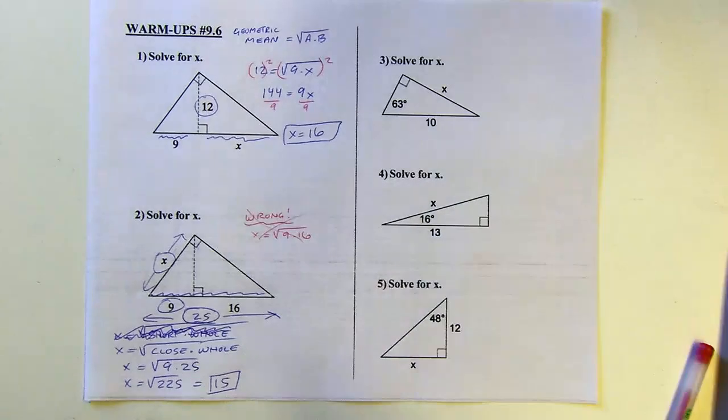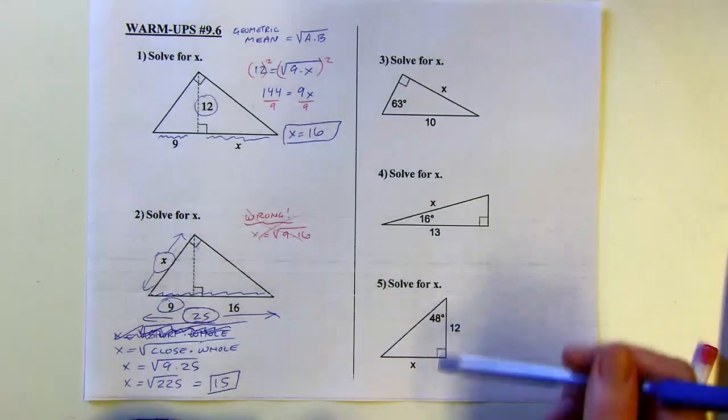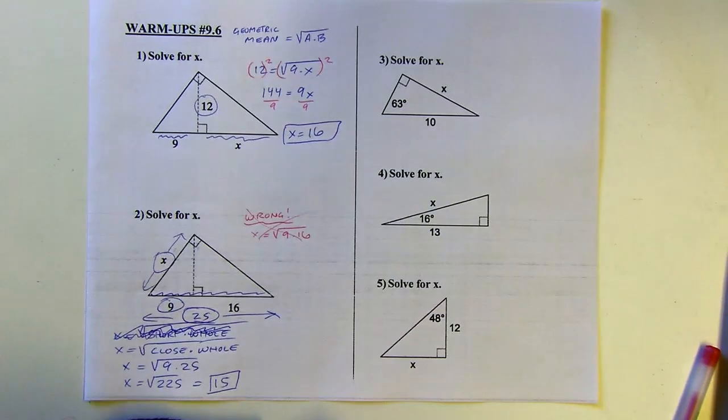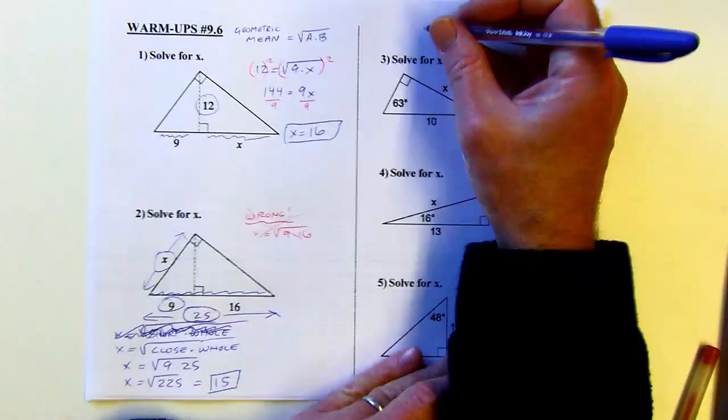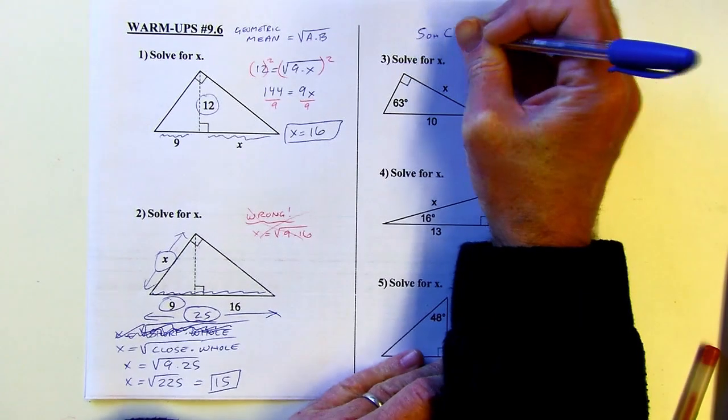These three problems I've got, these are not special right triangles. They're not 30, 60, 90s, not 45, 45, 90s. I can't use Pythagorean theorem on any of these because I only have one of the three sides. But I can use SOHCAHTOA. Okay, so I'm going to use sine, cosine, or tangent.